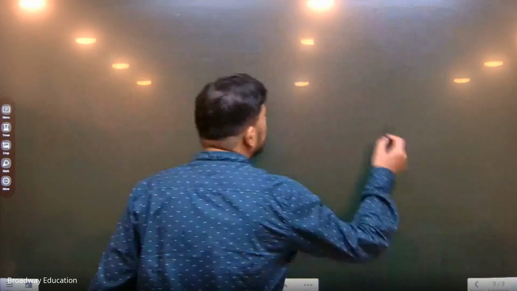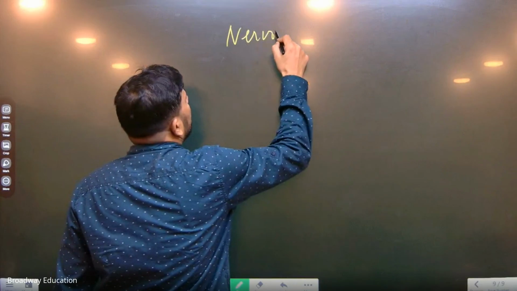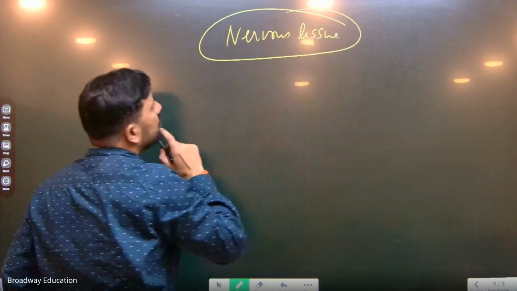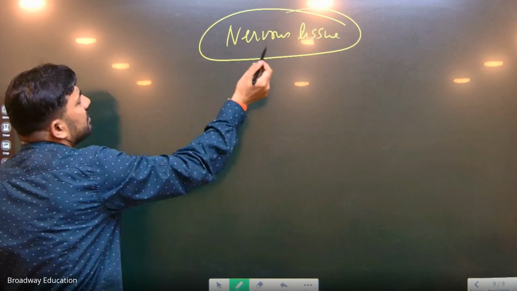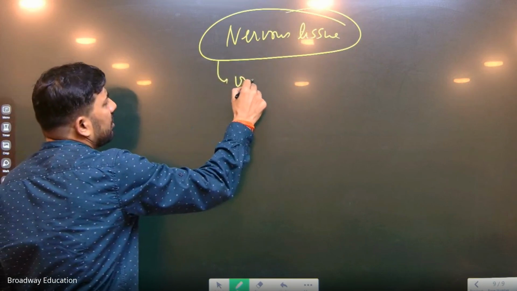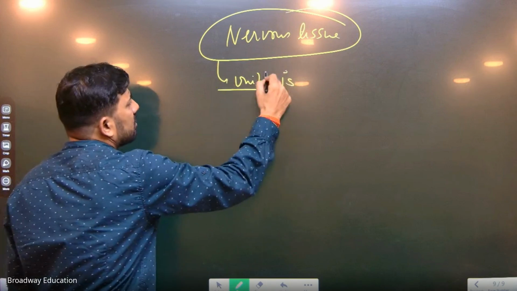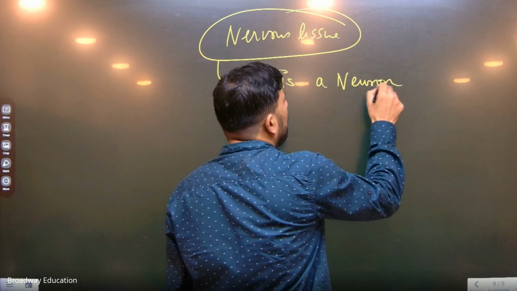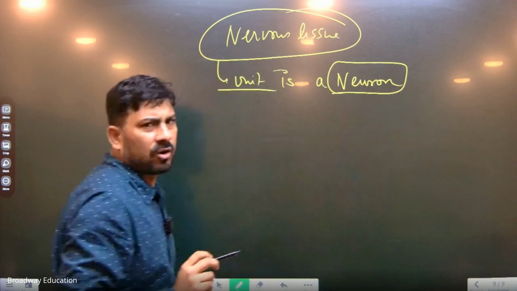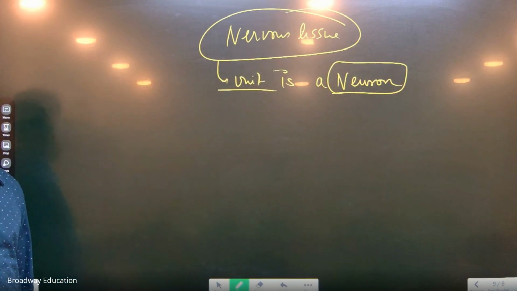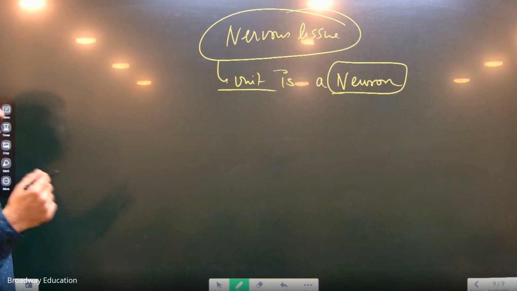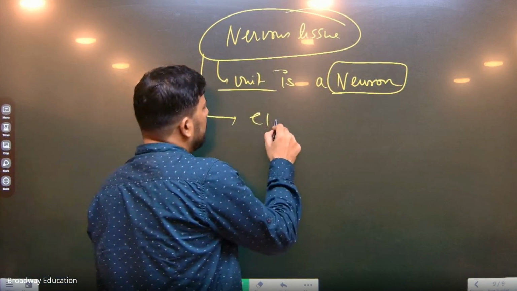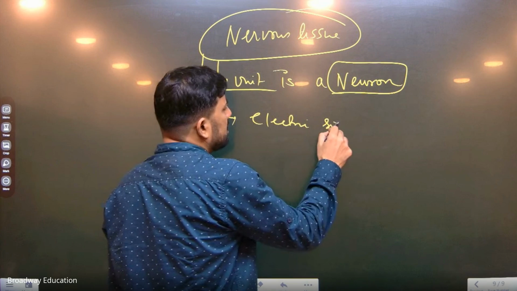The nervous tissues. I said that the nervous tissues, the unit is a neuron. Unit is a neuron. Okay. Now multiple neurons combine together and they transport the information. So this information is transported in the form of electric signals.